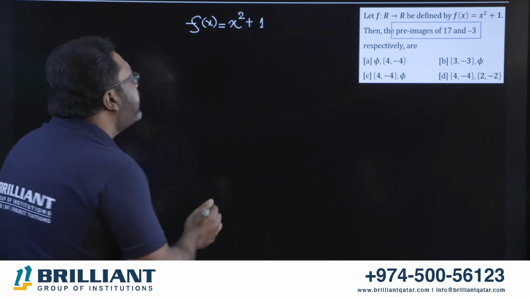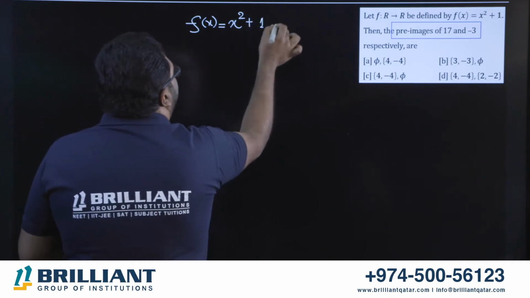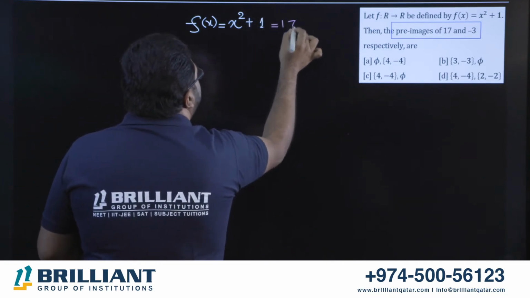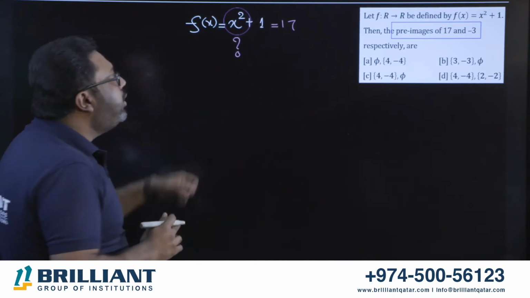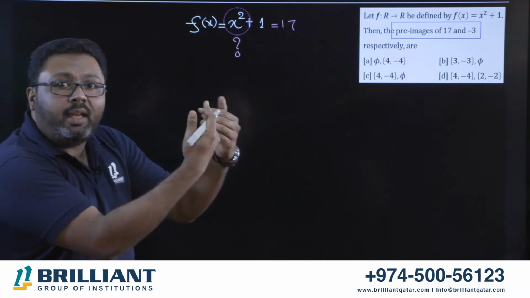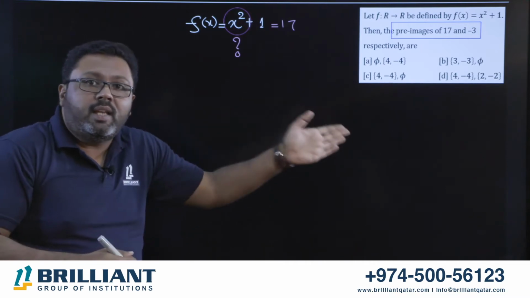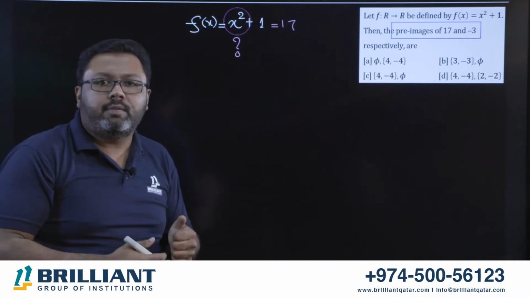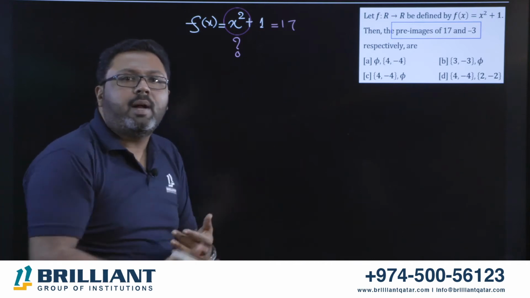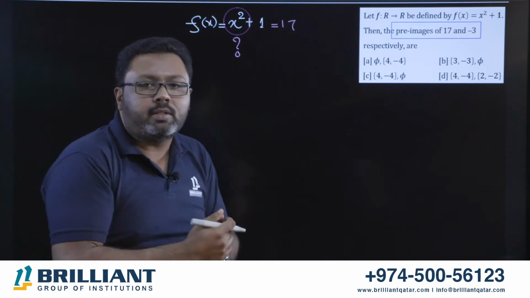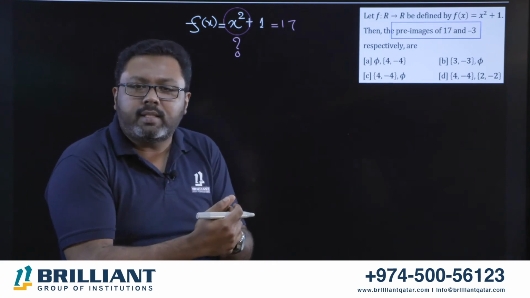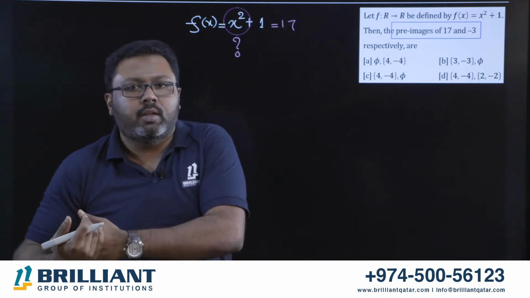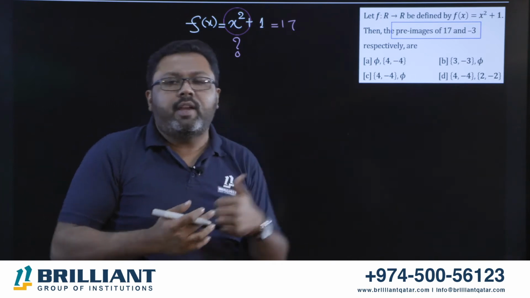What is meant by pre-image? If this answer is equal to 17, then what is the value of x? That is the pre-image of 17. We have seen this in the first part itself, so please go back to the first part to see what is meant by pre-image. Whenever we are discussing a function, pre-images are always the values of x for which the value of f of x is given.